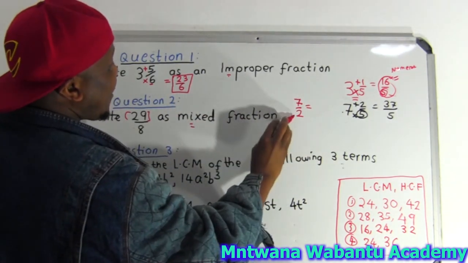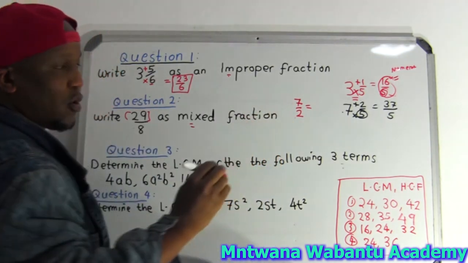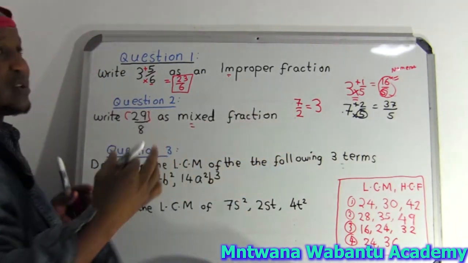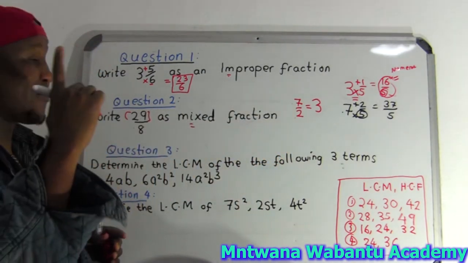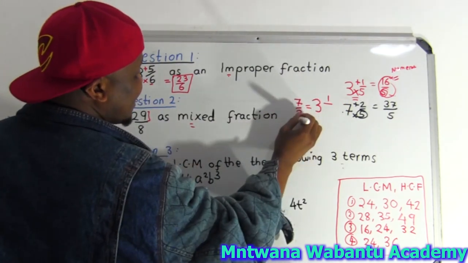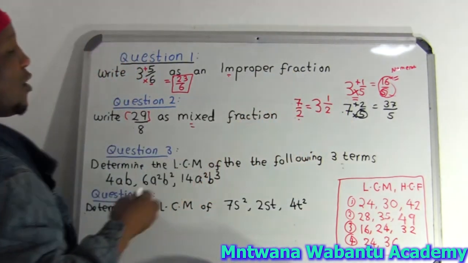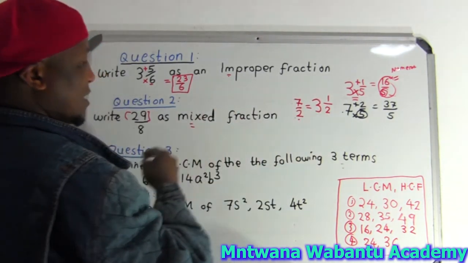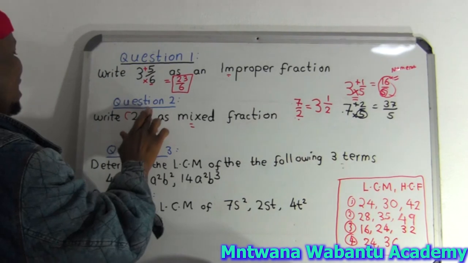So now how are we going to change it to a mixed fraction? I'm going to say, how many 2s in 7? There are 3 of them. So 3 times 2 gives us 6, so we'll be left with 1. From that 7, we're only going to be left with 1. So write that 1 on top and then put it over this number which is in here. So we change from improper to mixed. Can you see? So we're going to do the same approach here.